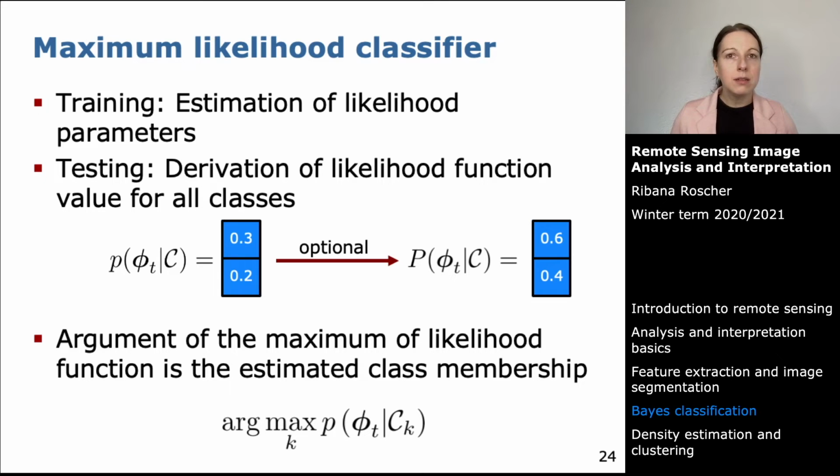If you have two classes, you would, for example, get a likelihood function value of 0.3 and 0.2. And then there's an optional step, because you can transform these two function values into probabilities. And for this, you normalize so that they sum up to 1. This is an optional step, because in the end, if you take the argmax of the likelihood function, you will get the estimated class membership, either if you take the likelihood function value directly or you take the probability.